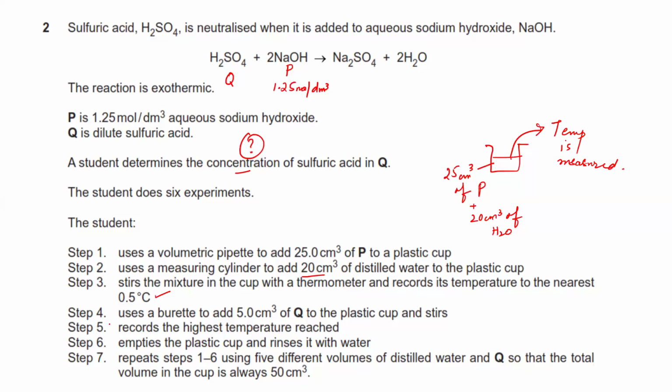Then it records the highest temperature reached, empties the plastic cup, rinses. Oh, sorry, missed step 4. So it says that it uses the burette to add 5 centimeter cube of Q. Basically, it now adds acid Q, 5 centimeter cube in volume. That's the volume of acid used. Stirs the cup, records the temperature again, empties the cup, rinses it with water. Repeats the steps 1 to 6 with different volumes of distilled water and Q so that the total volume in the cup always remains 50 centimeter cube. Okay.